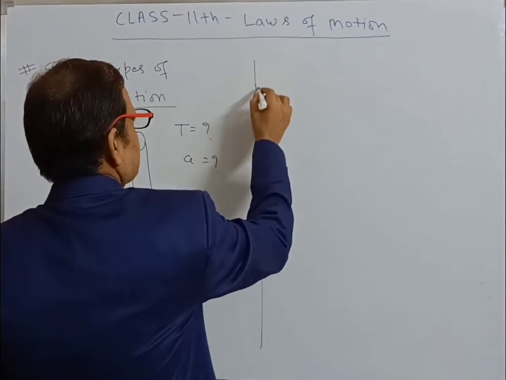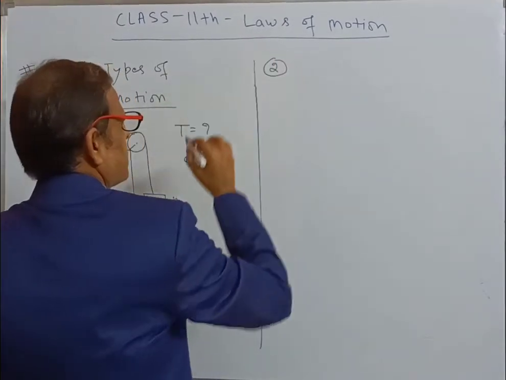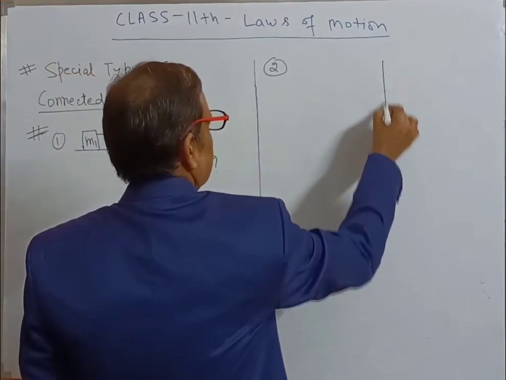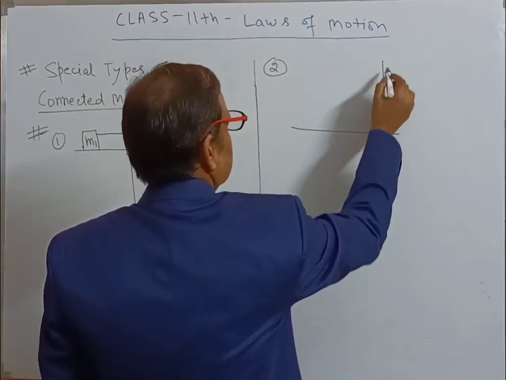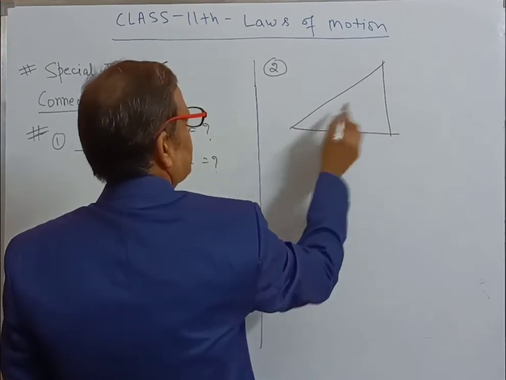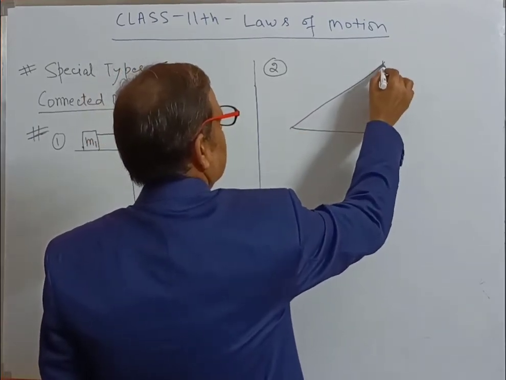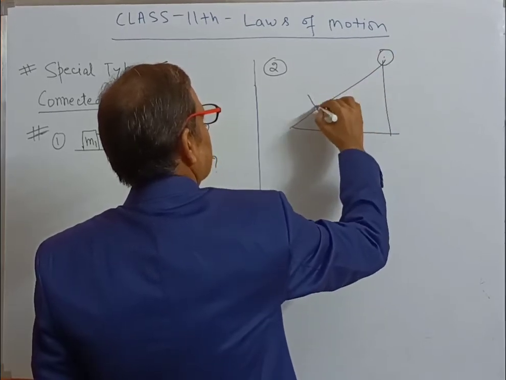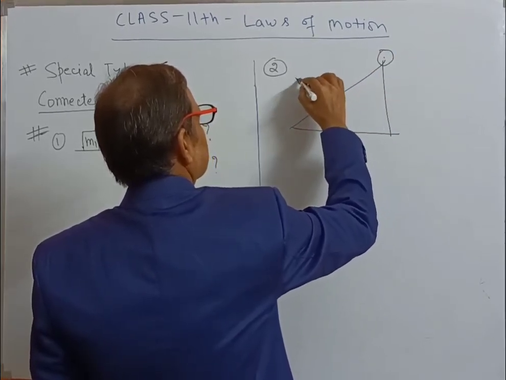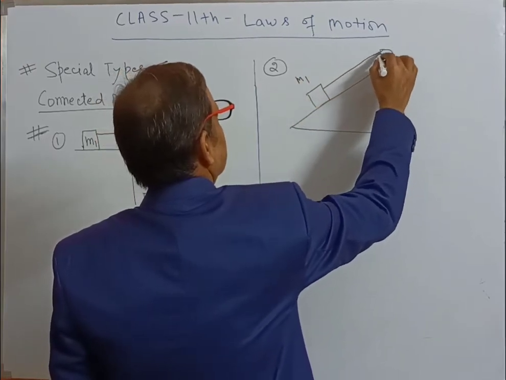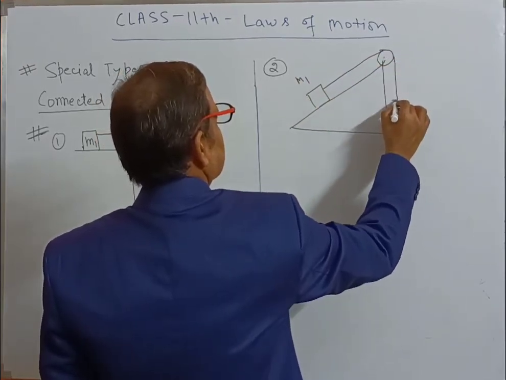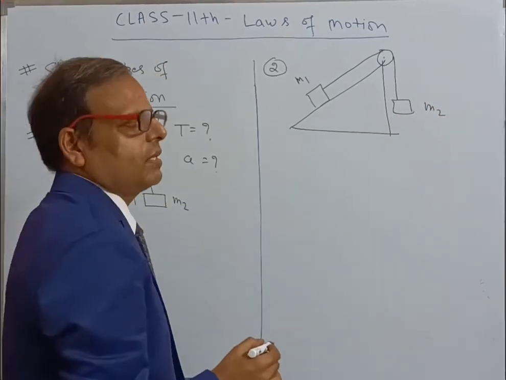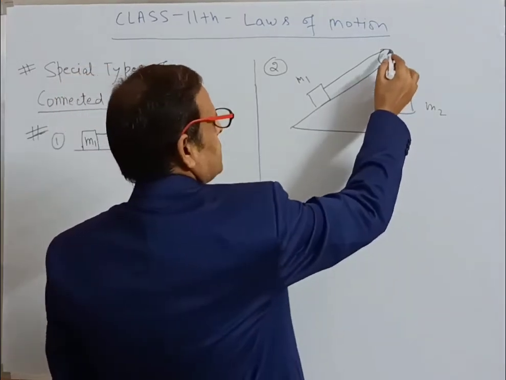In the second special case, we can make a diagram like an inclined plane where a massless pulley is attached here, a mass M1 is attached to one end of a massless string and another mass M2 is attached to the other end. This is the pulley.